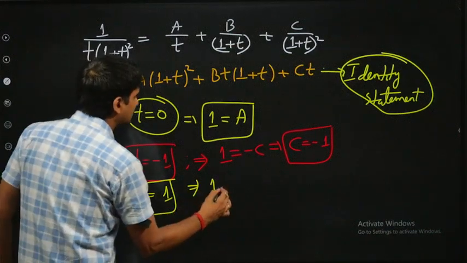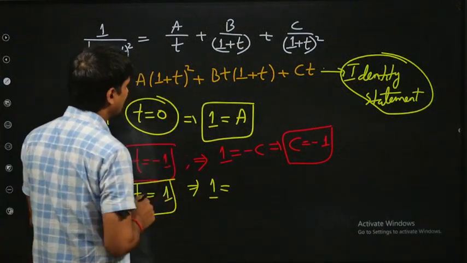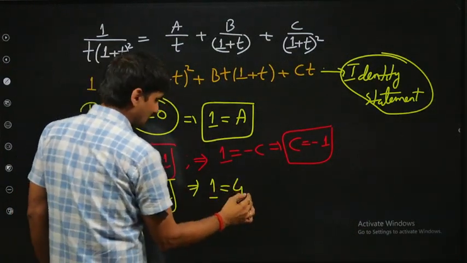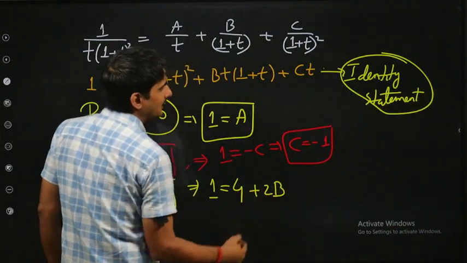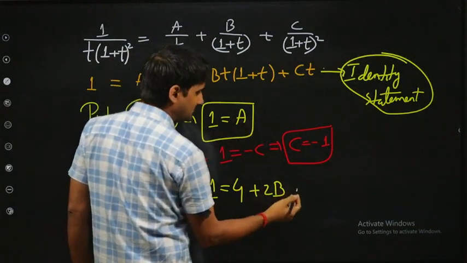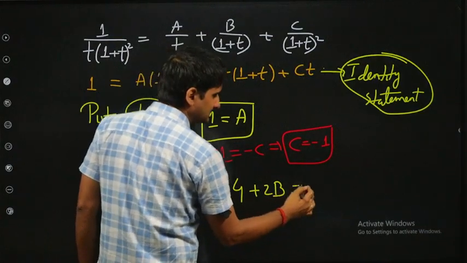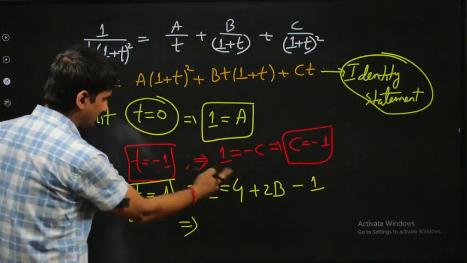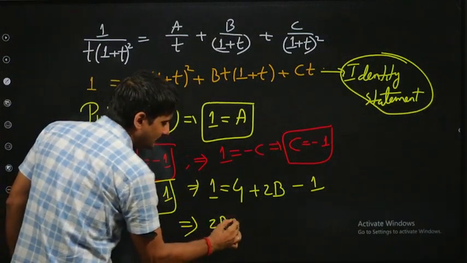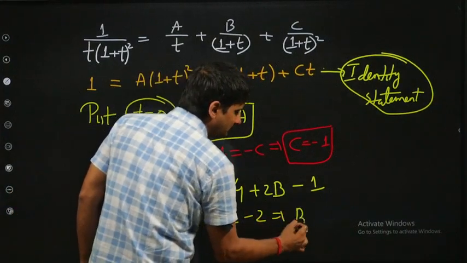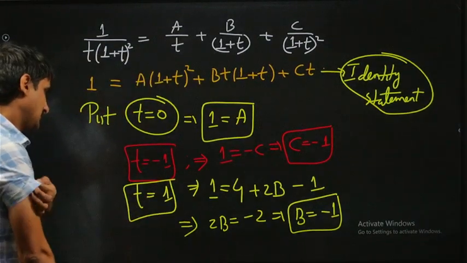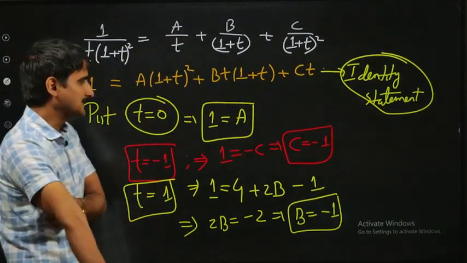So 1 is equal to, t is 1, so it is 4a if I am not wrong. Yeah, so it's 4, a is 1, and then it's 2b. And then when I am putting t as minus 1, it will be simply minus 1. Fine? And then 2b is equal to minus 2, so we got b as minus 1. And that's it, I think. Just check it out. Yeah, b is again minus 1.